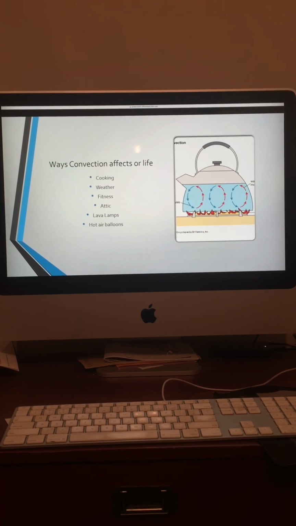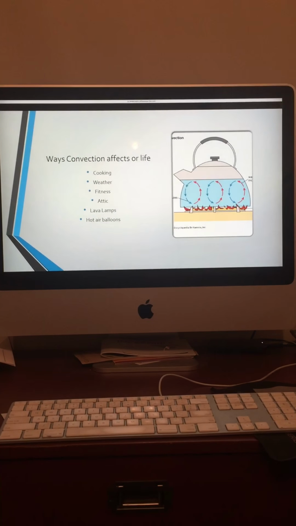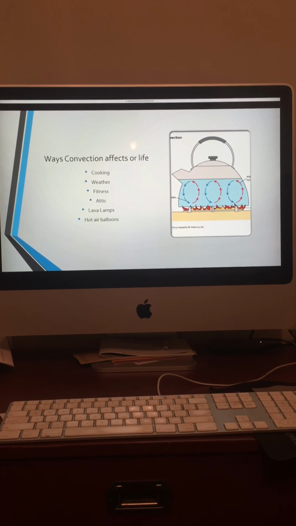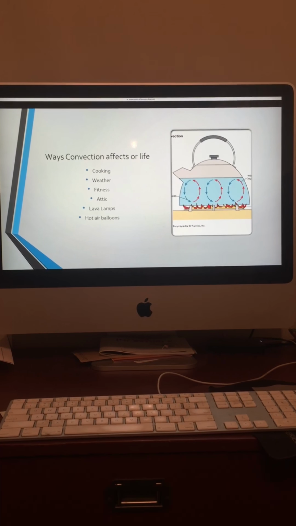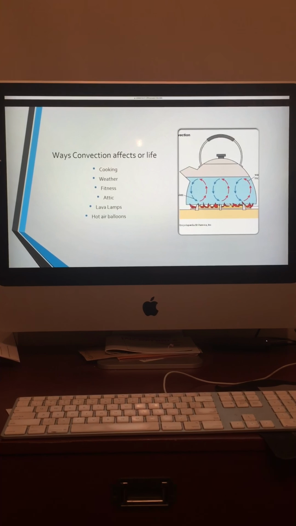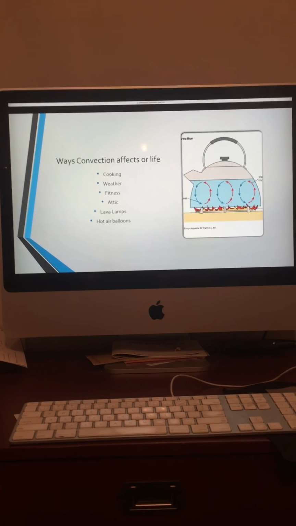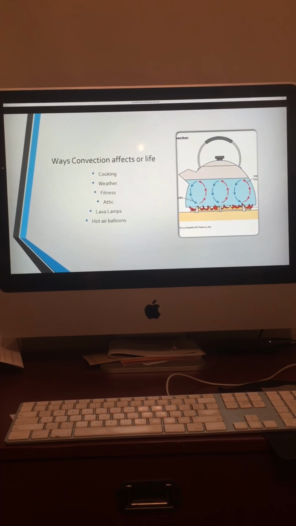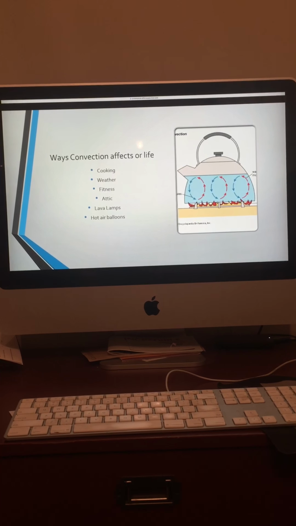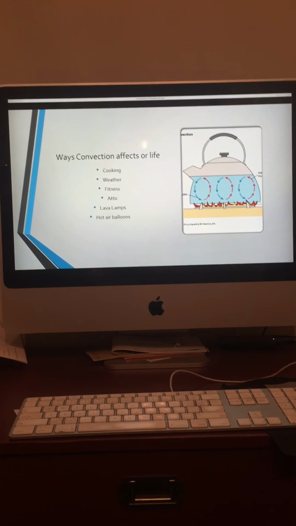Crawl up to an attic space. Lava lamps actually are a good case of it. As you see the wax taking different shapes and moving up and down, that's convection heat moving in there. Hot air balloons, as they use more heat and heating up the air, that air wants to rise, which is caught by the balloon, which brings the hot air balloon up.